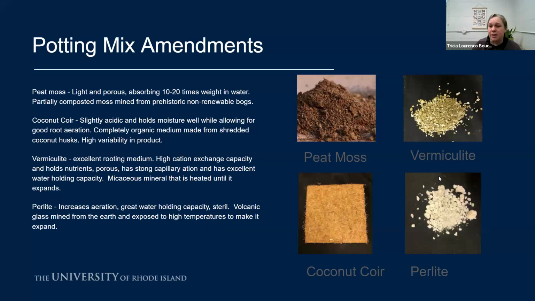Here are some of the amendments we briefly went over in that last slide. Peat moss is this one here. It is light and porous. It absorbs 10 to 20 times its weight in water. It's partially decomposed moss mined from prehistoric non-renewable bogs. So in the United States, you might see peat moss coming from Canada.